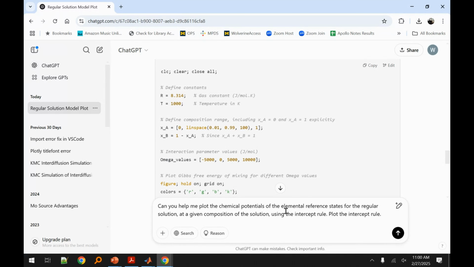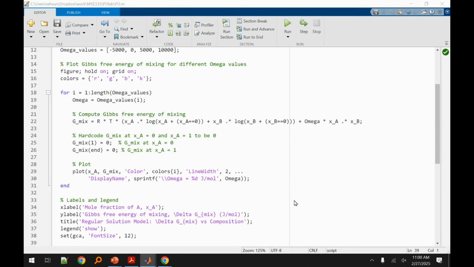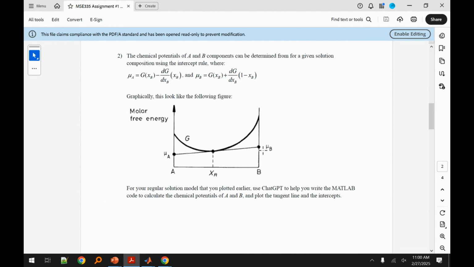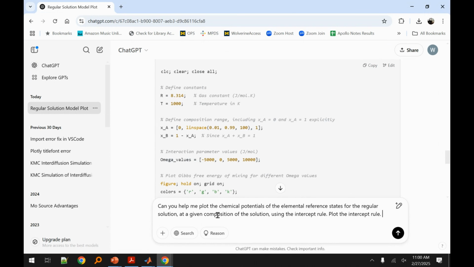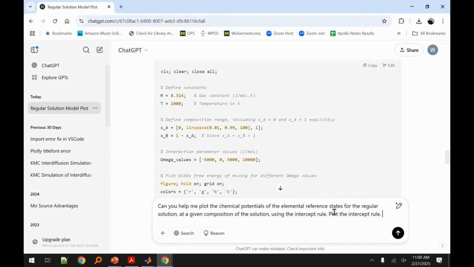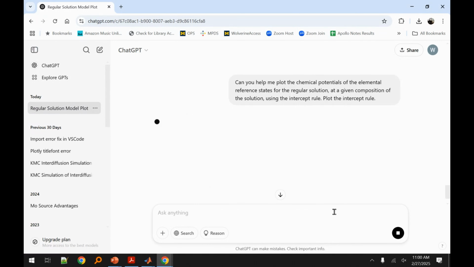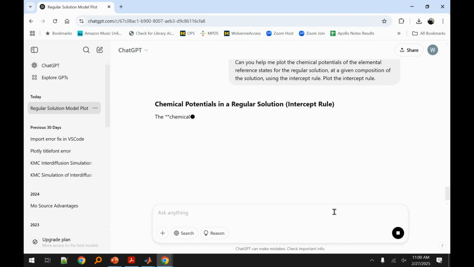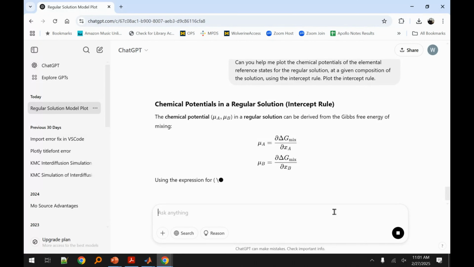But notice what I've said. Plot the chemical potentials of the elemental reference states, that's A and B in this case, at a given composition of the solution. So that needs to be a parameter that I put in there, using the intercept rule. If I didn't know that, and I can show you a version later, or you can try this yourself, you can try a version where you ask a bad prompt and it does a bad job. It's because I understand the content quite deeply that it's able to do this.